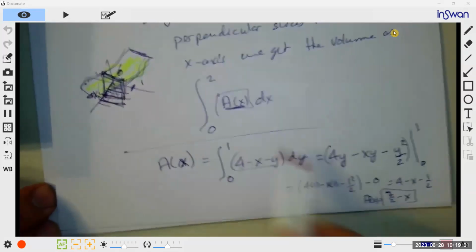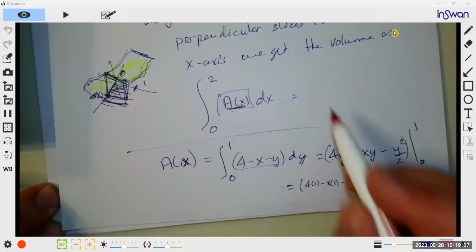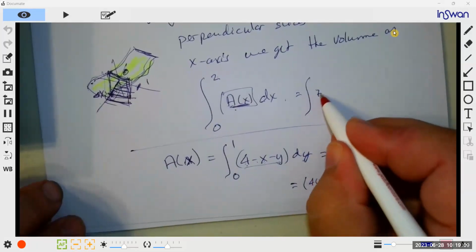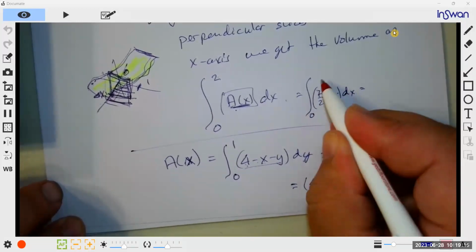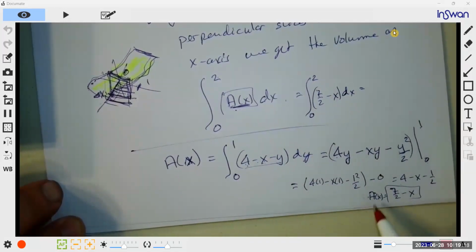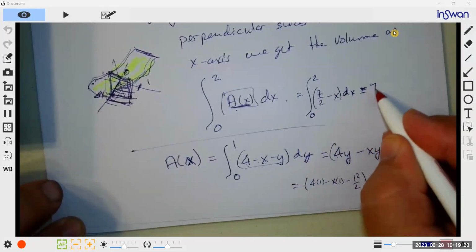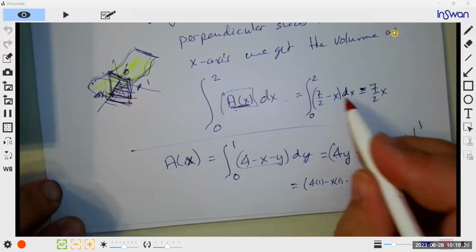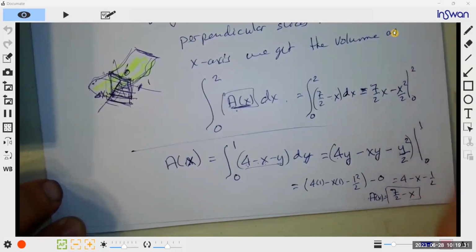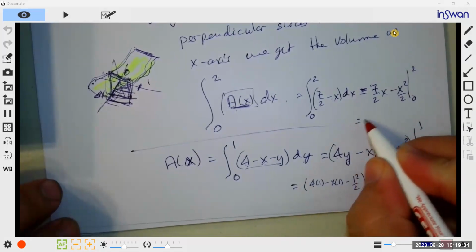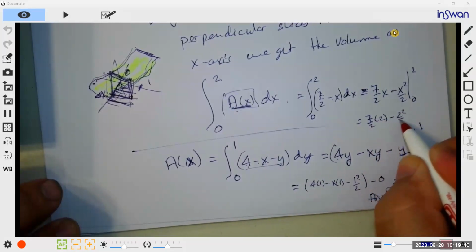So now we take that, plug it into here. 7/2 minus x dx from 0 to 2. The integral of 7/2 with respect to x is 7/2 x, minus the integral of x, which is x squared over 2, from 0 to 2. So 7/2 times 2 minus 2 squared over 2.